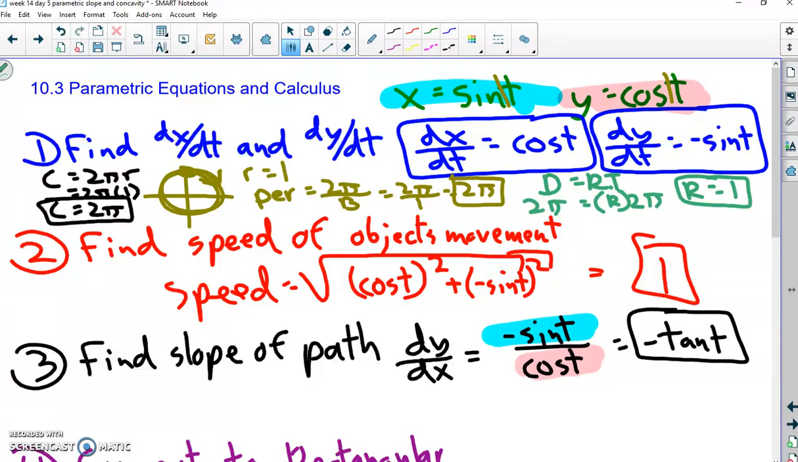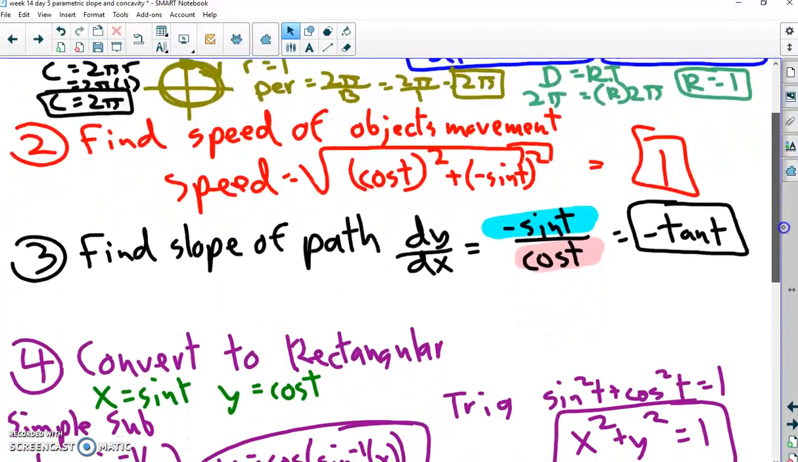So I'm a constant 1 on that road the whole time. Sometimes I can get it where it's not just a constant. Now when I do the slope of the path, I do dy over dx, and I get negative sine t over cosine t, which is negative tangent of t if you want to simplify. But the question is going to be in terms of x's and y's. There's no way this equals that, because this is in terms of t's. So I convert down to rectangular.